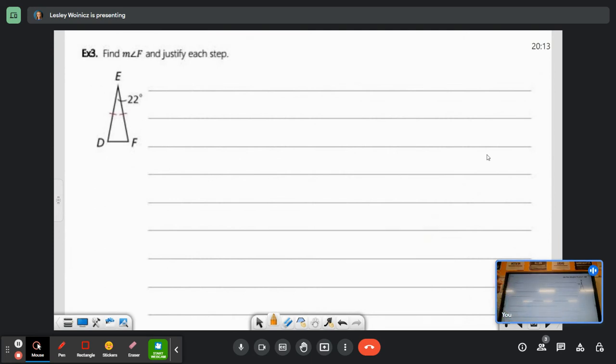We have to find the measure of angle F and justify each step. So I'm asking you for mathematical statements, and I'm asking you for justifications. So let's set up a statement side and a justification side. Statements and justifications, also known as reasons.